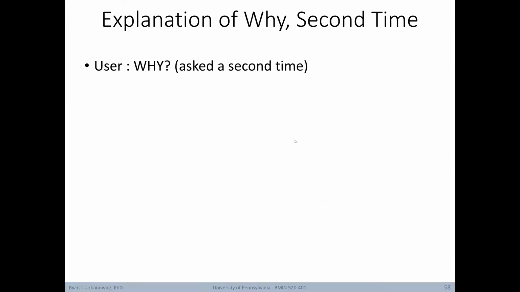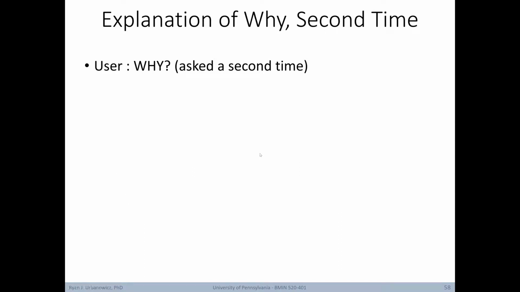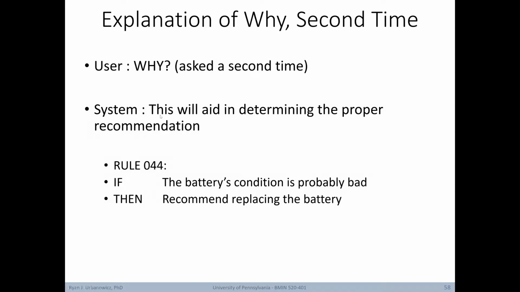And if we ask why a second time in this situation, the system should respond, this will aid in determining the proper recommendation. In this case, we're trying to satisfy the if condition of Rule 44, which is about the battery's condition. This was the then part of the last rule we saw. So now asking why a second time moves us further along in the rule chain, and now our system justification has to do with the then of the following rule in the chain.